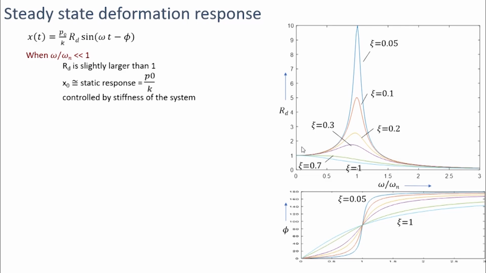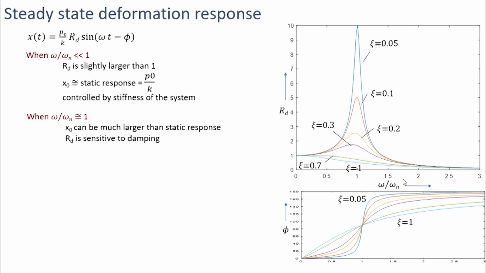So in this region, that is when the frequency ratio is much smaller than 1, the response is equal to P0 by K. So as you can see from this expression, this response is controlled by the stiffness of the system. If the stiffness is high, the response is smaller. The displacement will be smaller. And if the stiffness is very low, the response will be higher. So this is similar to the static case.